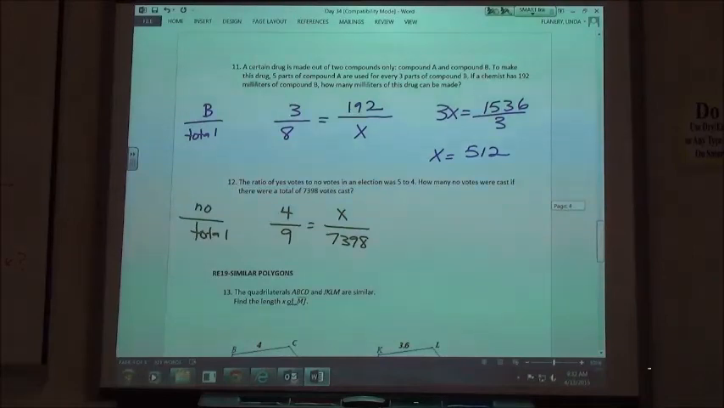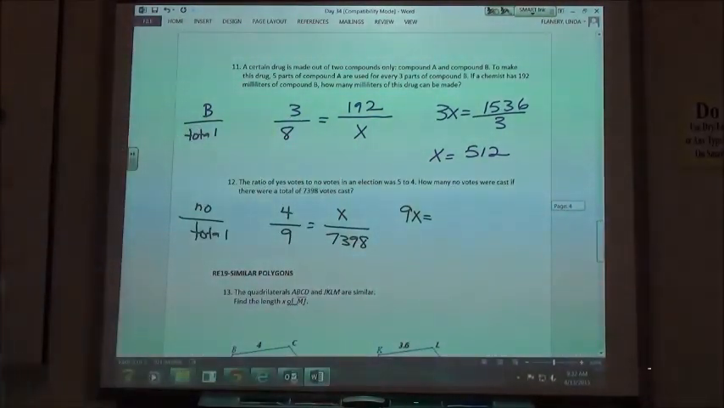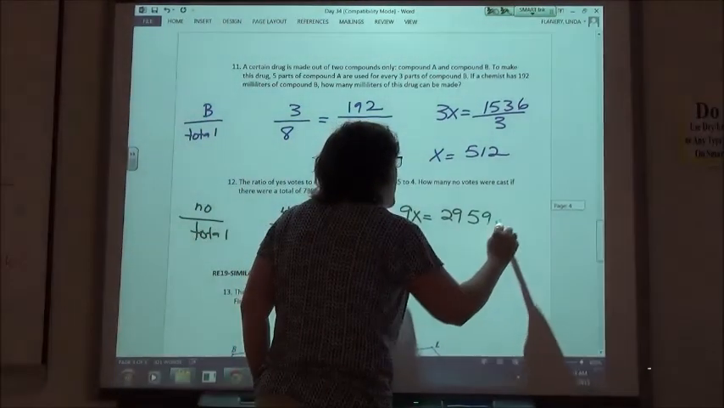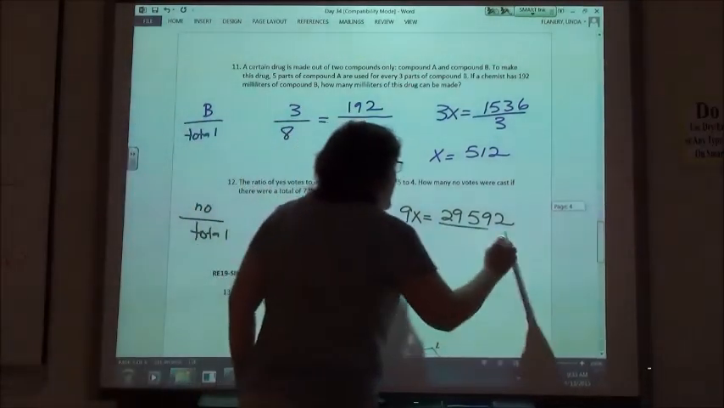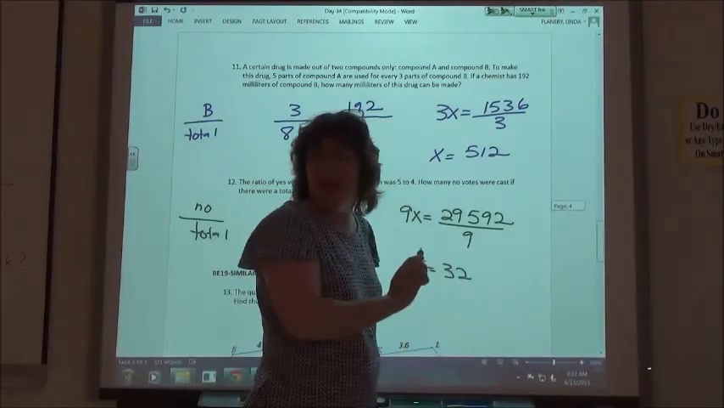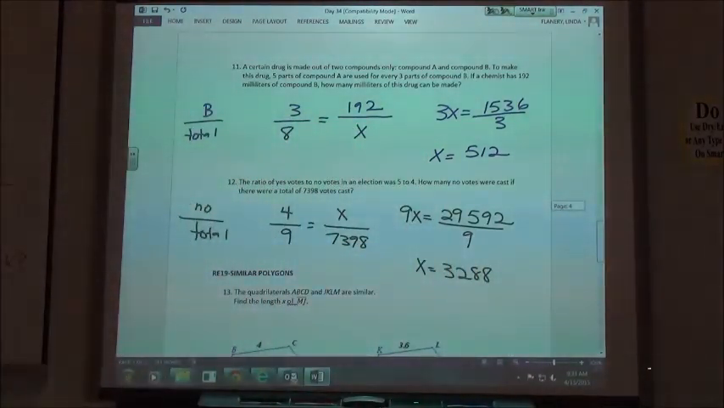So cross multiplying, we would have 9x equals 29,592. All right, and then we go ahead and divide. 3,288. So we have 3,288 no votes if there were 7,398 votes cast.